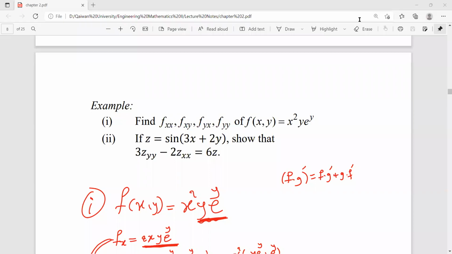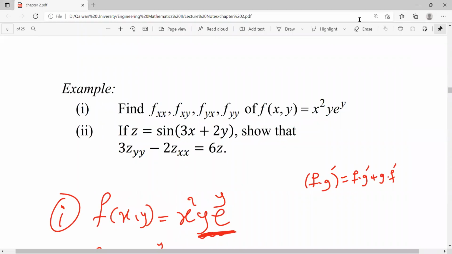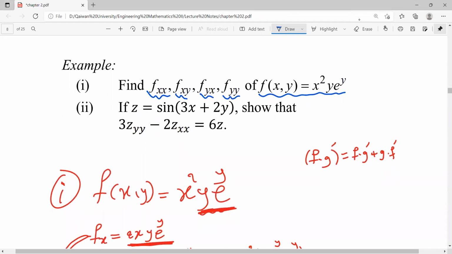Okay, in the previous lecture, we finished the first question in this example, and we found f sub xx, f sub xy, f sub yx, and f sub yy for this function, which is x squared times y times e to the power y. We found these second order partial derivatives. And now we have the second one.